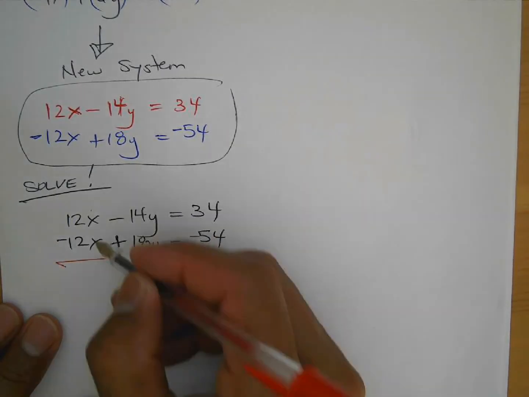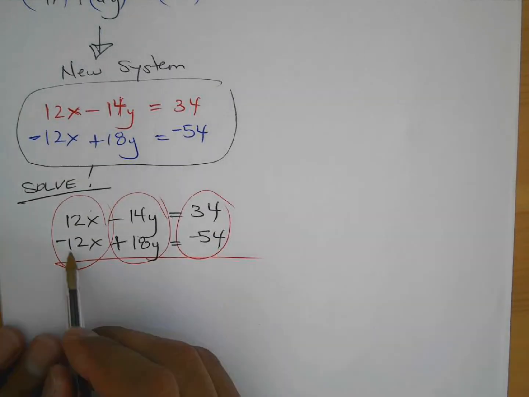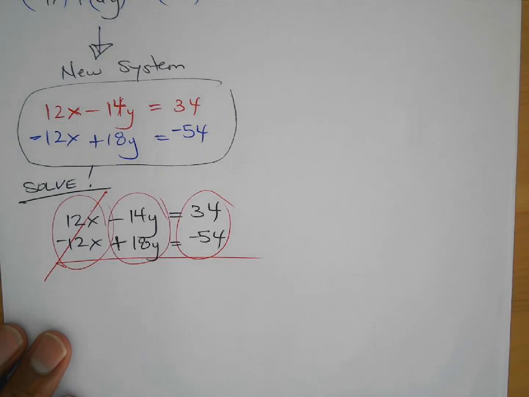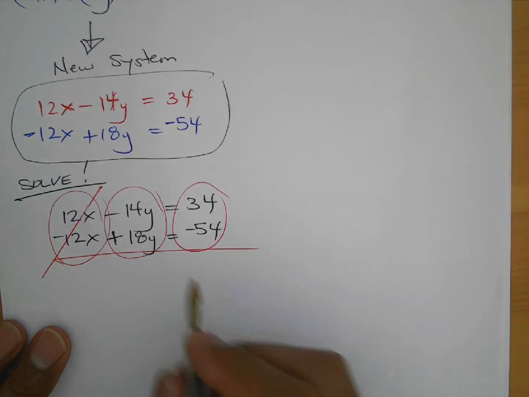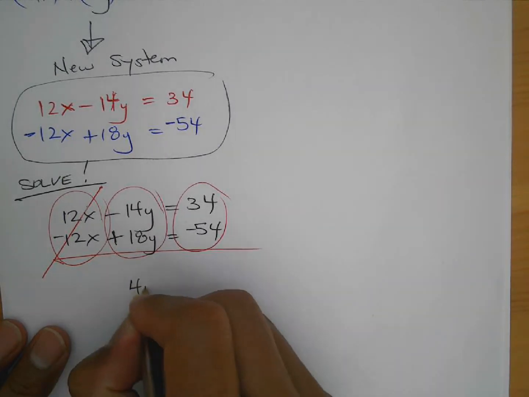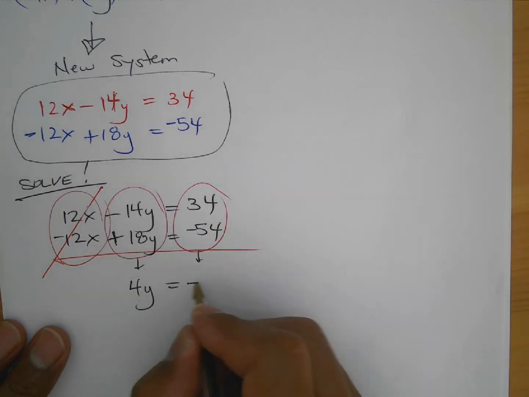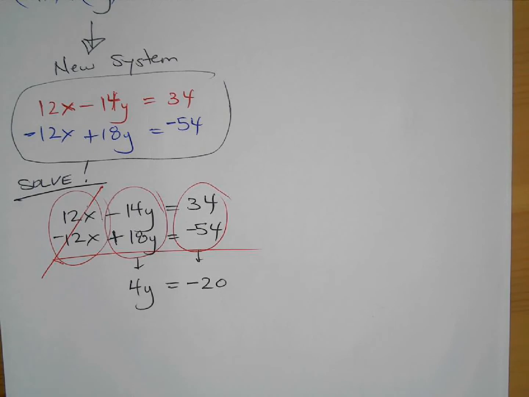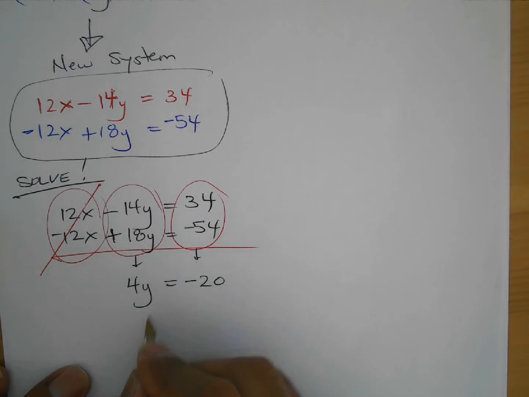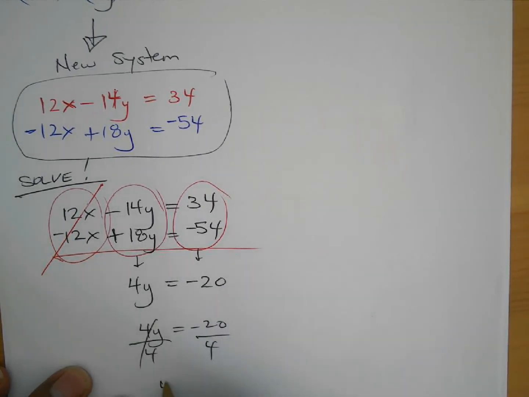And what do we do now? Well, we just look at this like this, right? And we look at these here. Obviously, these eliminated. That's the whole approach to this method. Negative 14 plus 18 is the same as 18 take away 14, so that's 4y equals, and that's going to be a negative 20. That's right. And you divide by 4 and you divide by 4. You're going to get y is a negative 5.